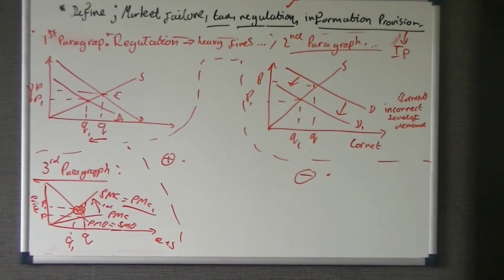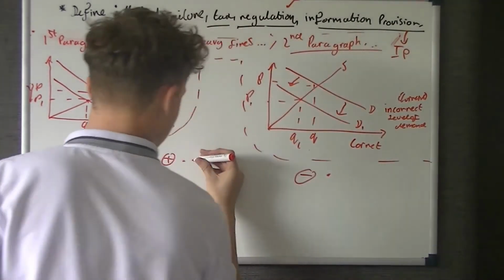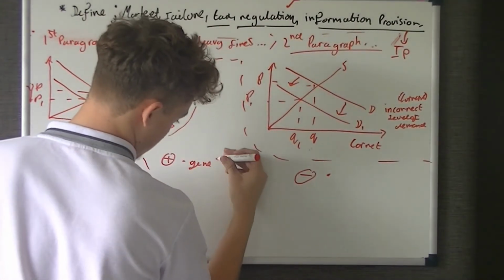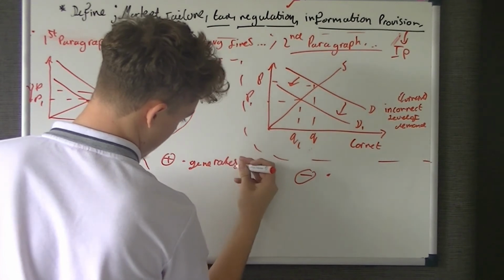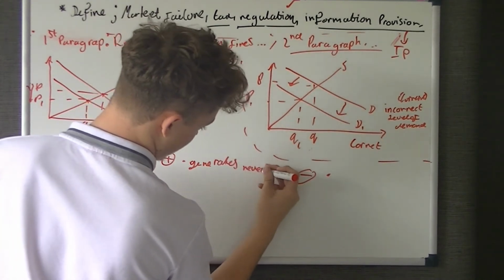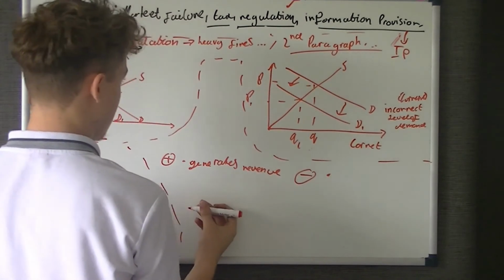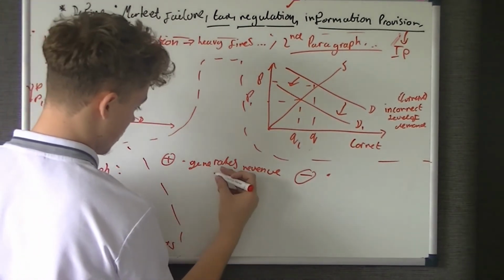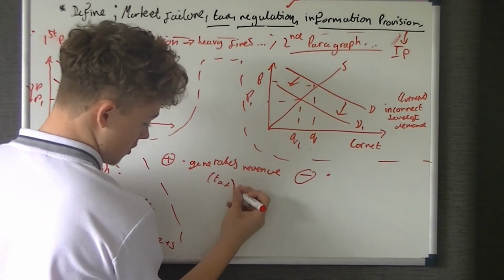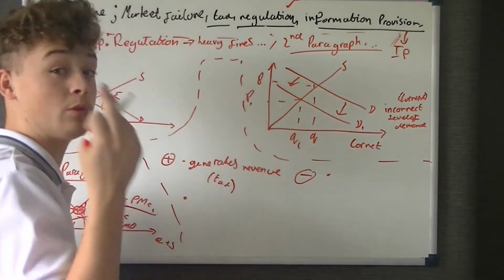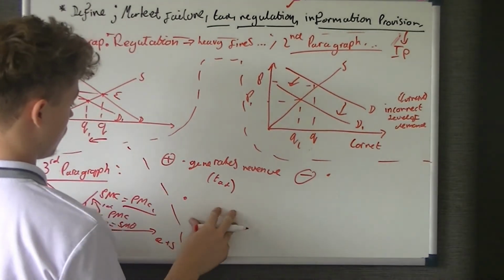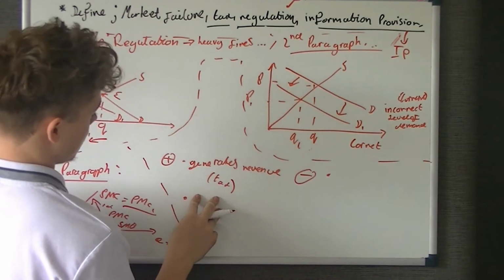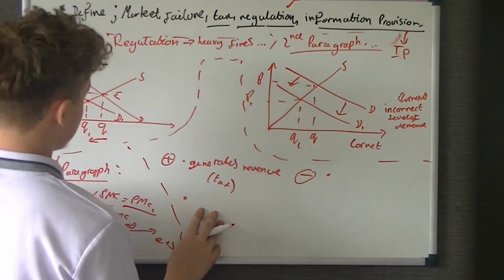So I'll just get out of the way, so we can keep writing them diagrams. So your advantages of taxation could be it generates revenue. So I'll put that in brackets. So generates revenue, and obviously this can be used to fund positive externalities. So I'll put in brackets tax. Just make sure you've got an evaluative point for each one. So generates revenue for the government, that's a tax point.